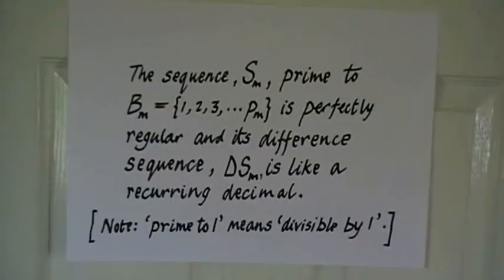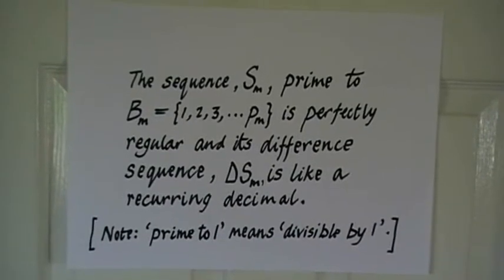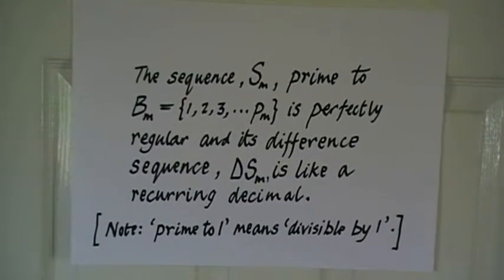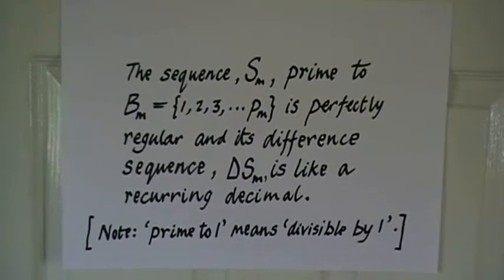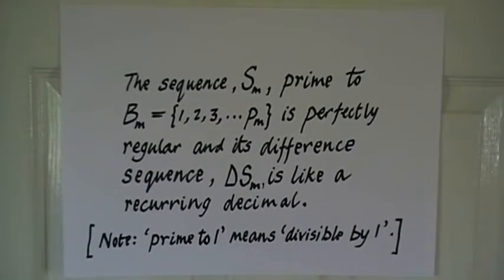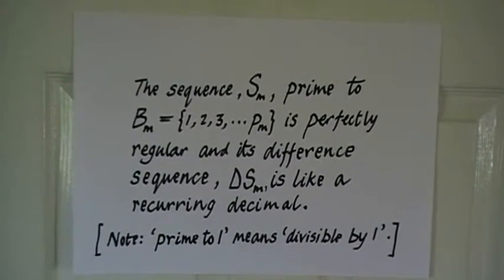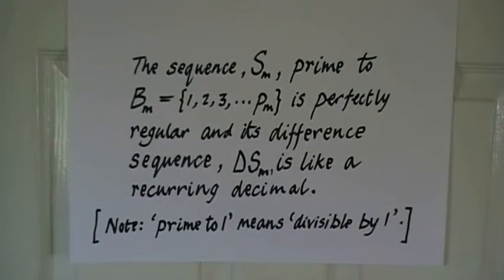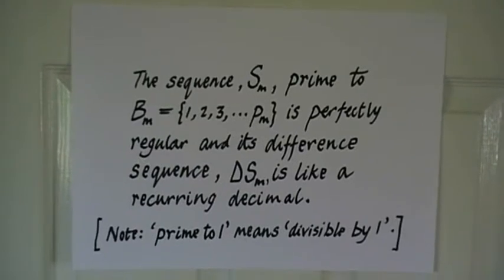Let's have a look at what these sequences are. The sequence SM, prime to BM, which is the group of primes 1, 2, 3 up to PM, the first M primes, is perfectly regular, and its difference sequence, DSM, is like a recurring decimal. And we note that prime to 1 means divisible by 1. Prime to 2, of course, means not divisible by 2.